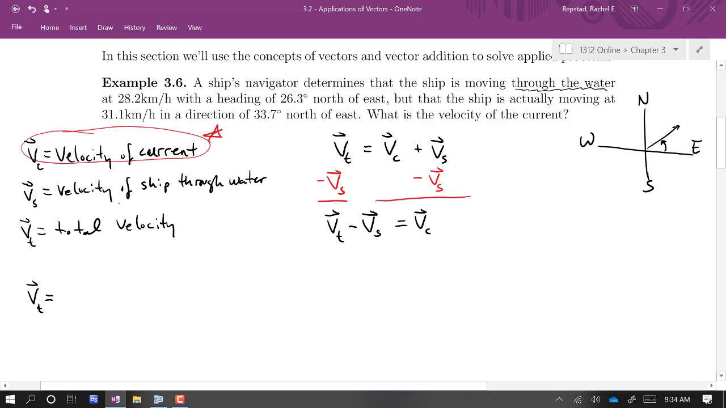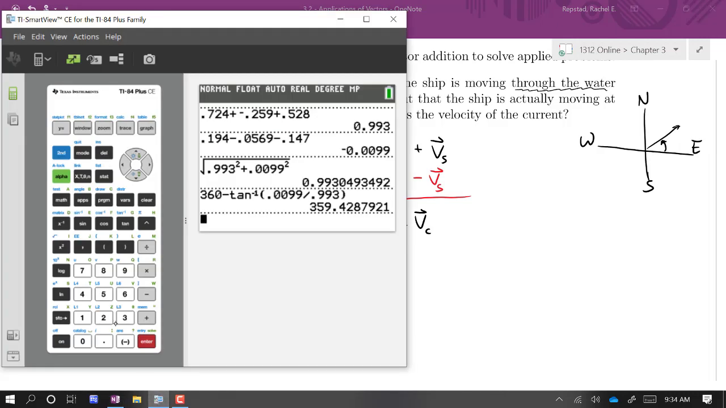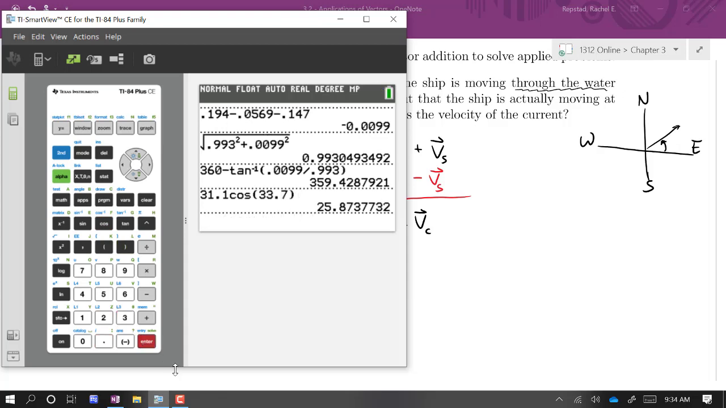And they said that VT is actually moving at 31.1 kilometers per hour at 33.7 degrees. So VTX is magnitude times cosine, 31.1 times cosine of 33.7 degrees. And that's 25.87.